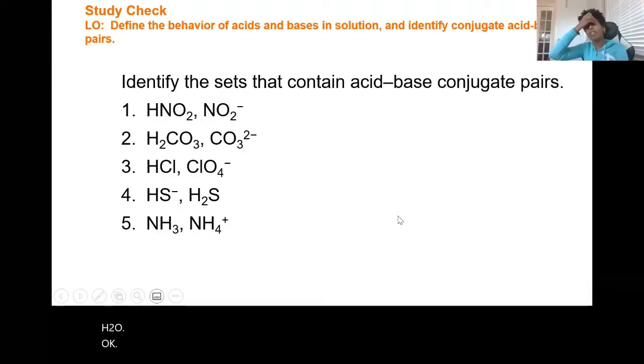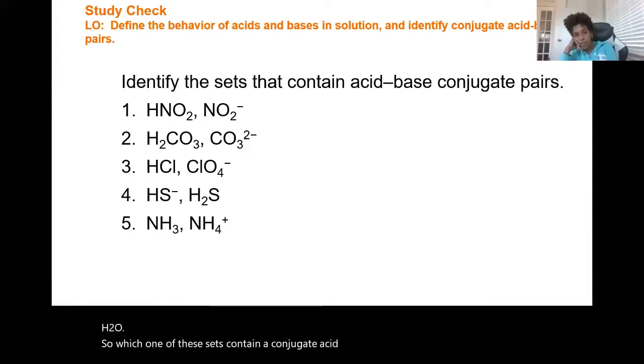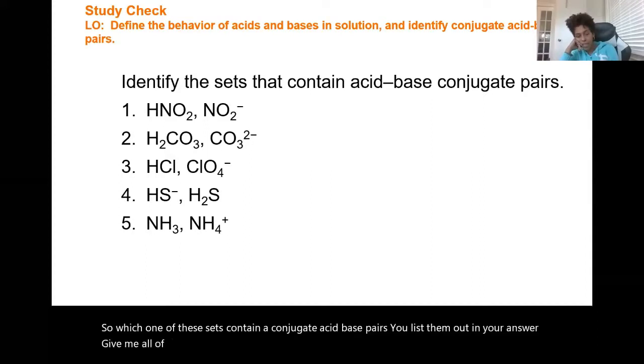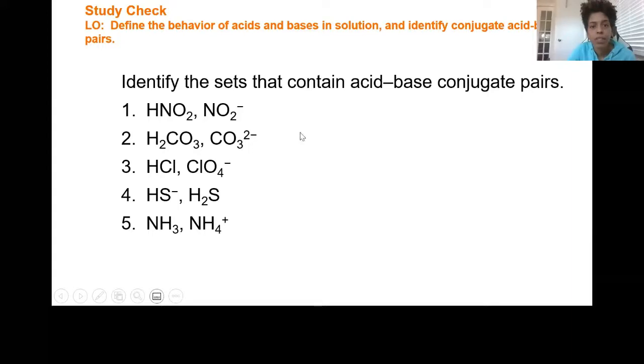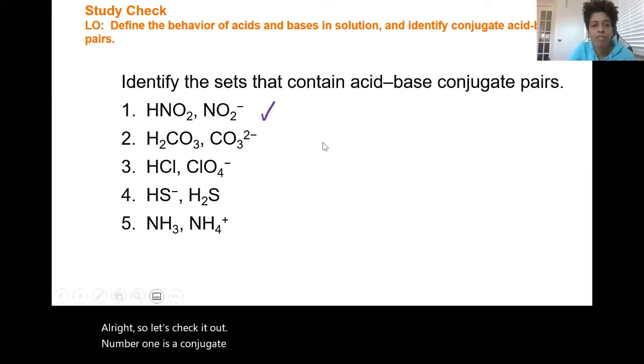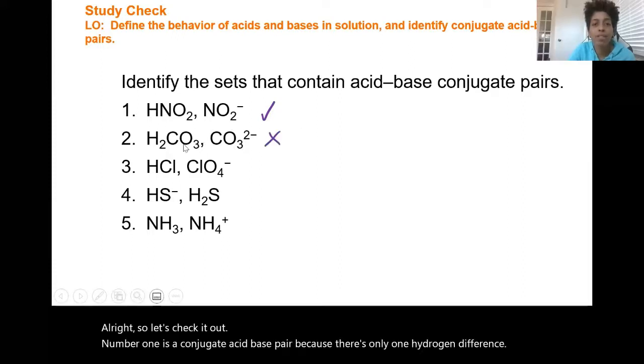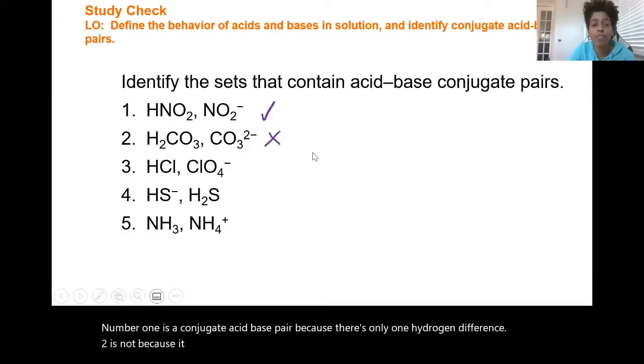So which one of these sets contain conjugate acid-base pairs? You list them out in your answer. Give me all of the ones that have a conjugate acid-base pair. So let's check it out. Number 1 is a conjugate acid-base pair because there's only 1 hydrogen difference. Number 2 is not because it has a 2 hydrogen difference.